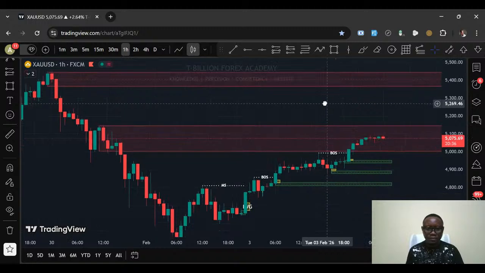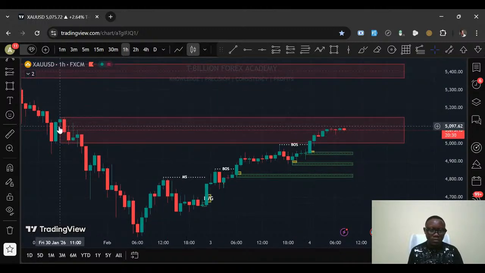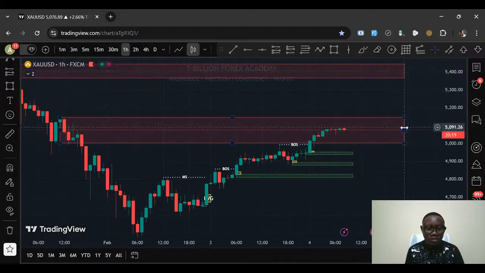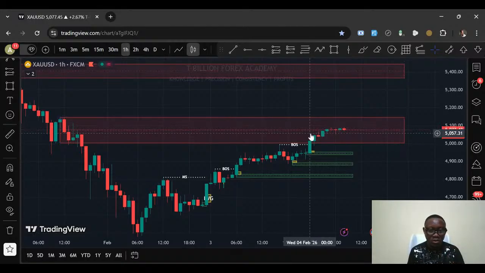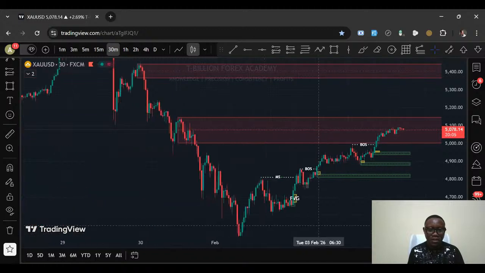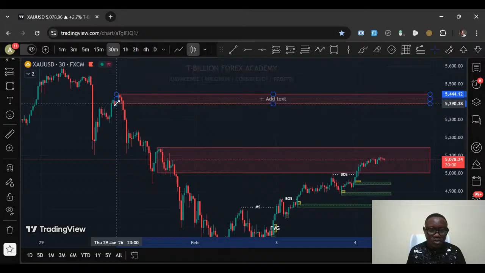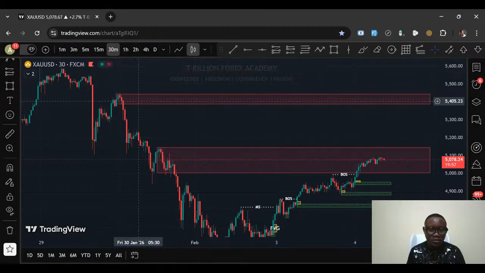okay, so this is more of a supply zone. I'm still trying to identify a fair value gap so I can mark out our order block here. Okay, so this is more of a supply zone. Let's go to the 30-minute time frame to see if we could refine it further. So for this, we can refine to this right here, which is fine.